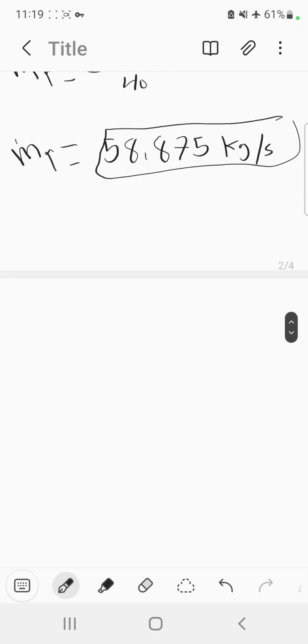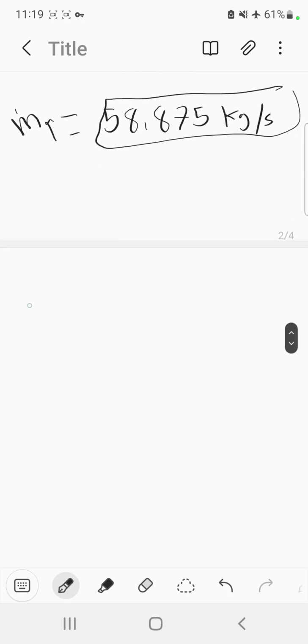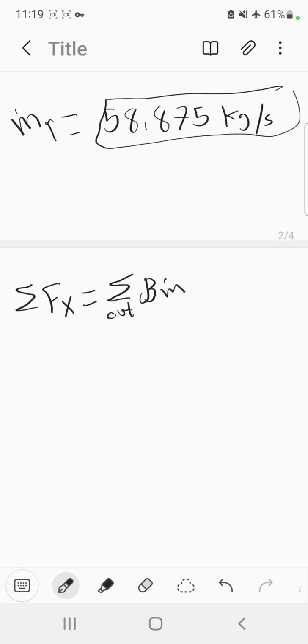So after we analyzed and found everything that we need, now let's go to our final equation, which says summation of all forces on the x-axis equal to summation of the outlet, beta, times mass flow rate and velocity, minus the summation of the inlet, beta, mass flow rate and velocity. We need to find the force.